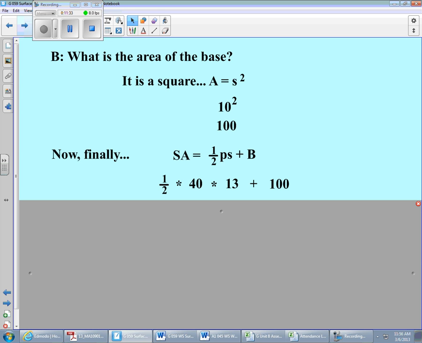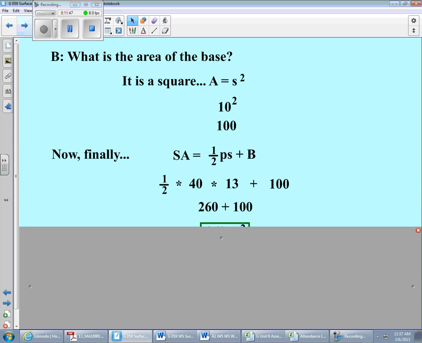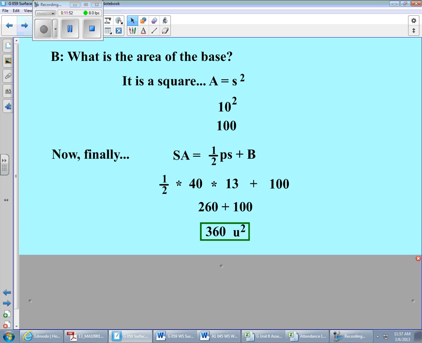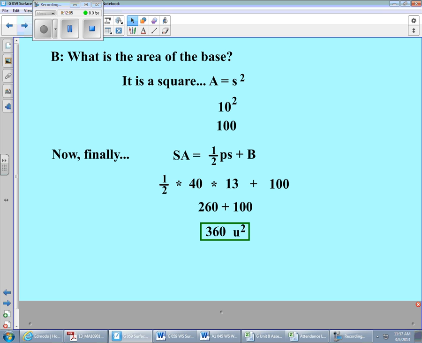Okay, let's see if we can figure this out. Half of 40 is 20, and 20 times 13. Well, 2 times 13 is 26, plus that extra 0. It's going to be 260, and then plus 100. And 260 plus 100 is very obviously 360. And if there were any units provided for us, which there were not in this case, it would have been whatever they are squared. Square inches, square feet, square miles, whatever. That is how this formula works.